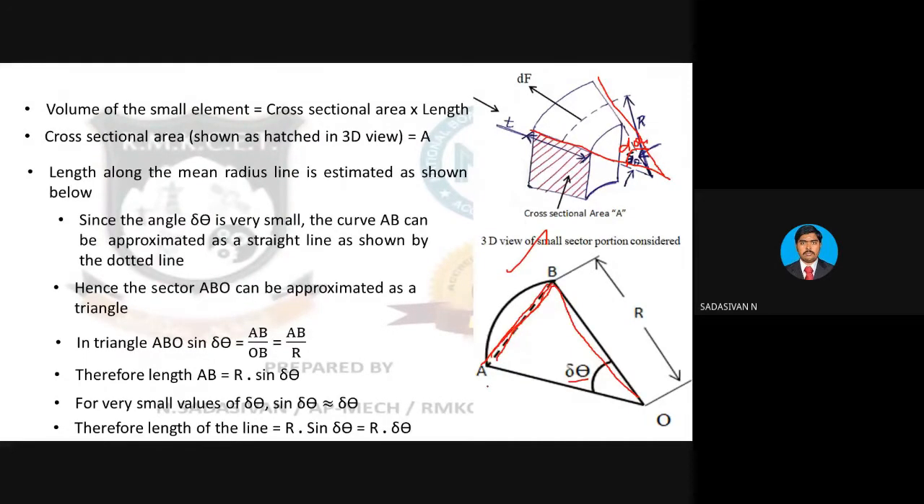So it is r into d theta, radius of the circle multiplied by the small angle. This is applicable only for very small angles. Therefore, your differential element of integration should be very small. Only then is this a correct approximation. So why are you finding this out? If you multiply area with this length, you will get the volume of the element.